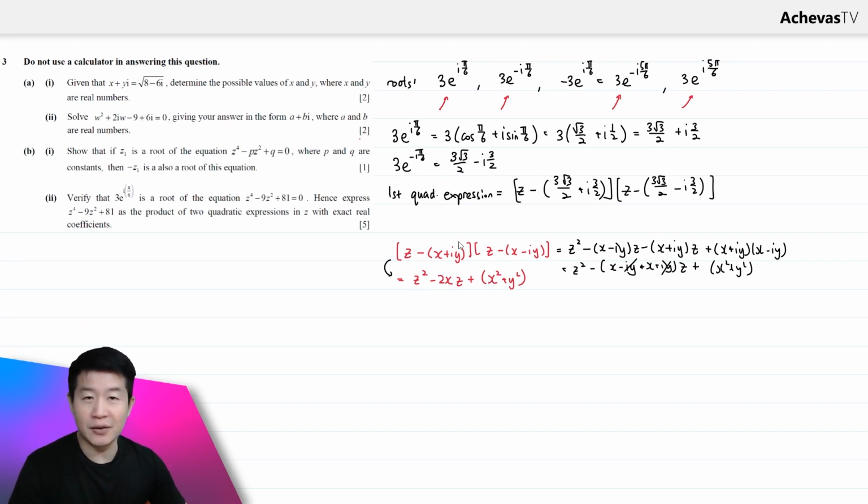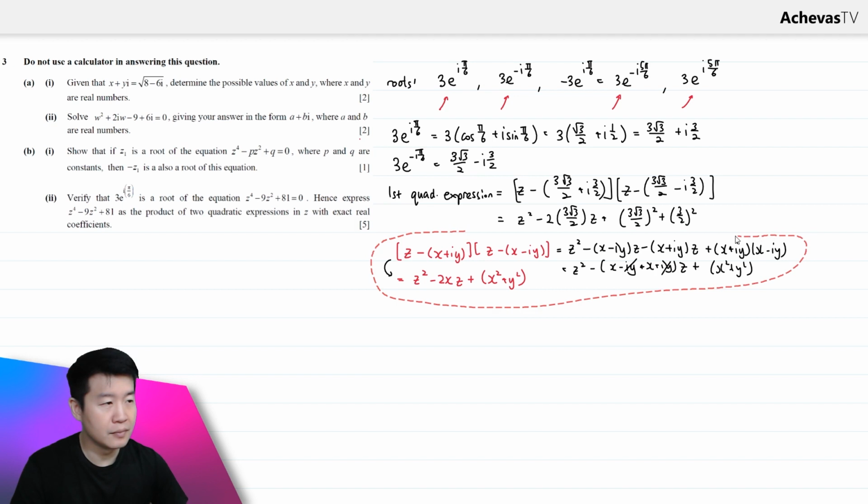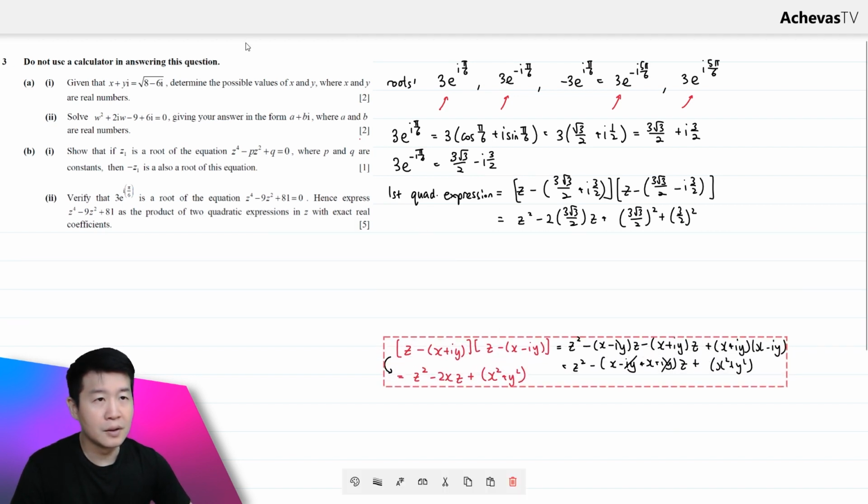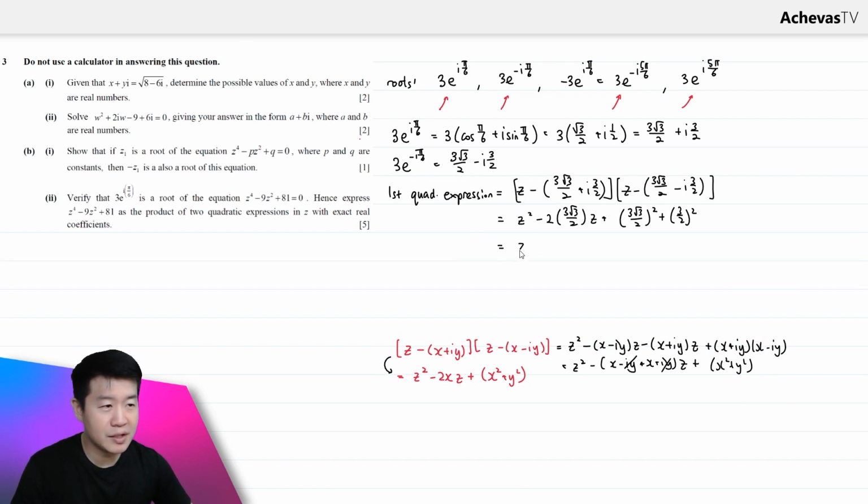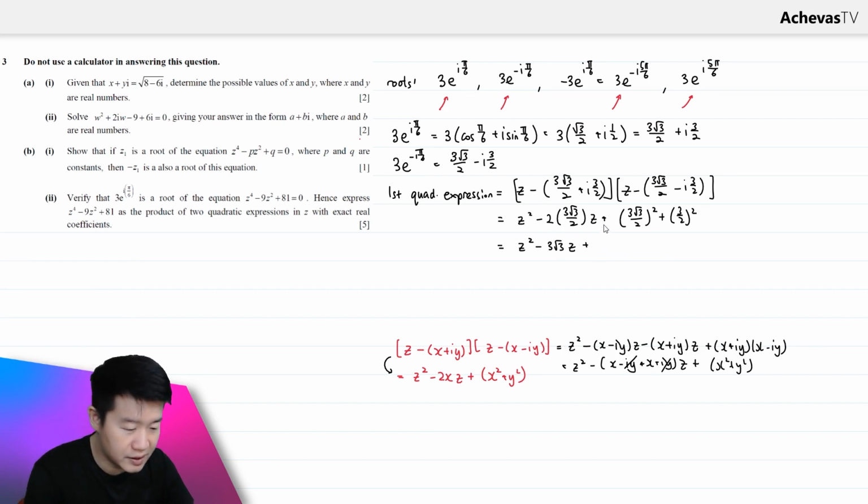It will tell you that if you take a factor and multiply by another factor, where you are using two roots that are conjugates of each other, you're going to immediately get the quadratic factor, which is what I'm doing here. This is one factor, this is another factor, and these two roots are conjugates of each other. Applying this result, it is going to be immediately z squared minus 2 times 3 square root of 3 over 2 z plus 3 square root of 3 over 2 squared plus 3 over 2 squared. Super fast. So my first expression here is going to be z squared minus 3 square root of 3 z plus, this is going to be equal to 9.